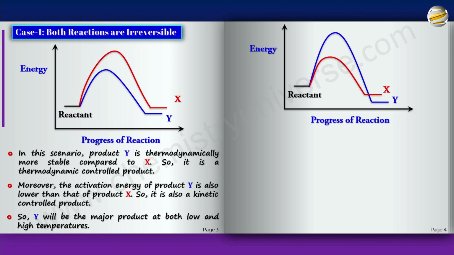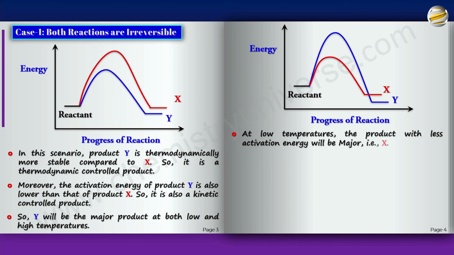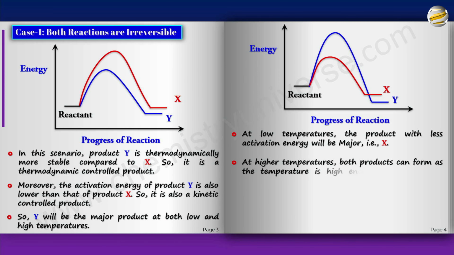Now, what do you think will form at lower temperatures? Guess. Now, what will form at lower temperatures is the one that requires less activation energy, which is the red graph which is product X. So at low temperatures, the product with less activation energy will be the major one, that is X. Now at higher temperatures, Y will also start forming. At higher temperatures, both products can form as the temperature is high enough to provide the activation energy for the higher one, which is Y.